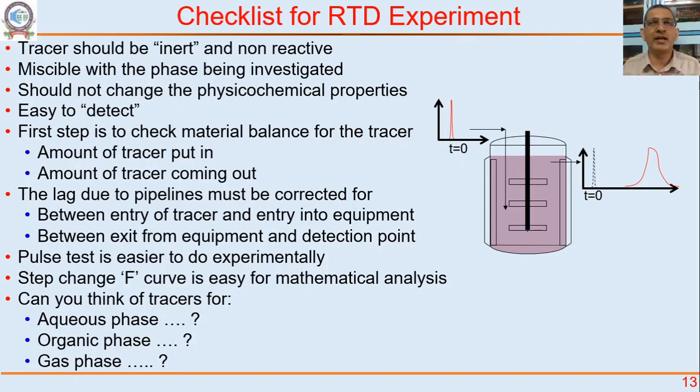If you are investigating how the liquid phase is, whether it is behaving like plug flow or well mixed, then the tracer has to behave like the liquid phase, which means the tracer has to be miscible with the liquid phase. Its physicochemical property should not change. It should not vaporize at the reactor conditions. It should be easy to detect. Then only it is easy to measure the response or measure the concentration as a function of time.